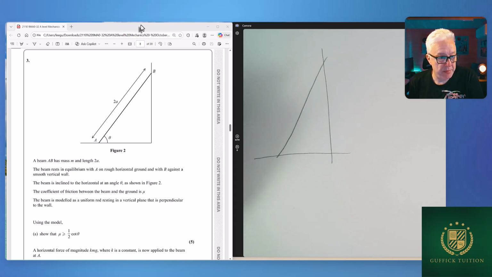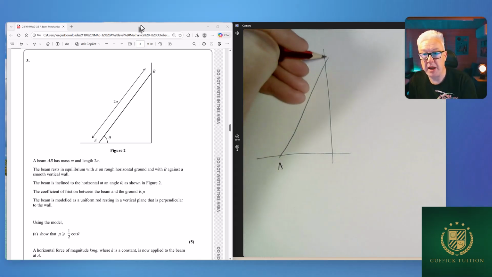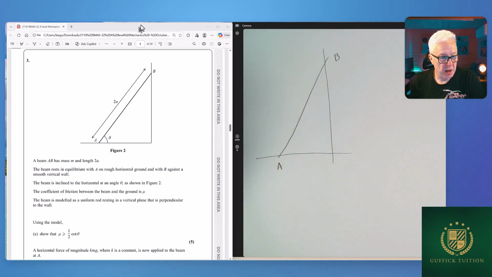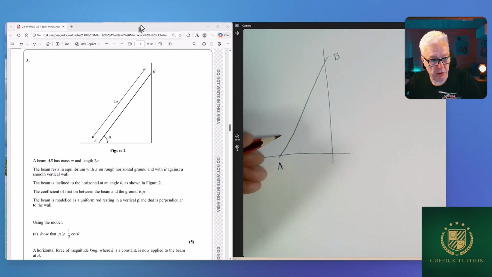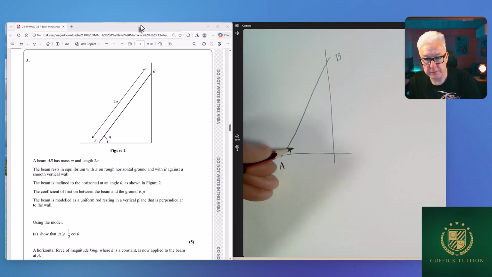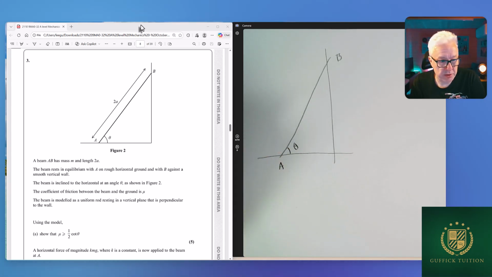It says a beam AB, so let's have a look. We've got a beam AB there, has a mass M and a length of 2a. The beam rests in equilibrium with A on rough horizontal ground and B against a smooth vertical wall. The beam is inclined to the horizontal at an angle of theta, as shown in figure 2.